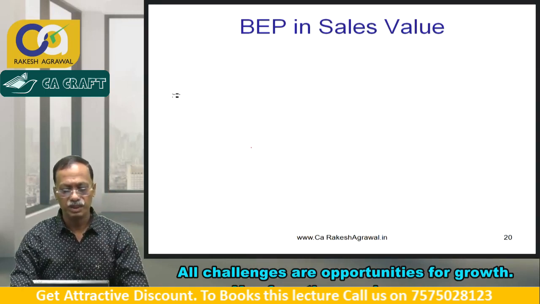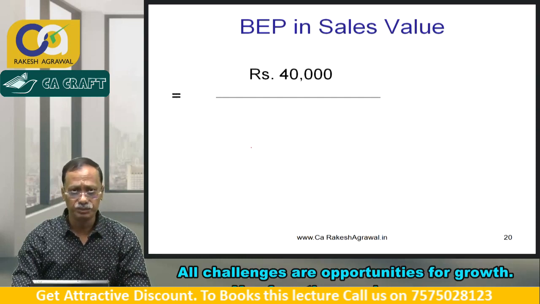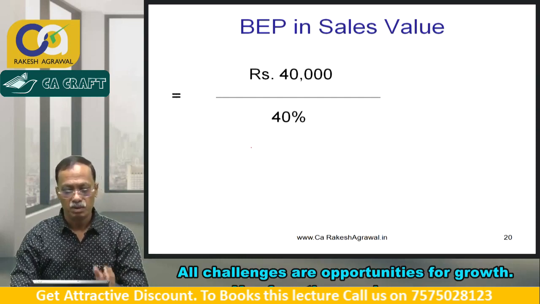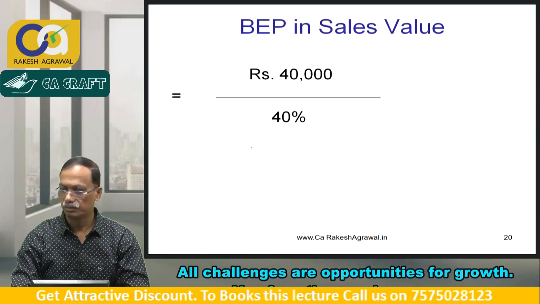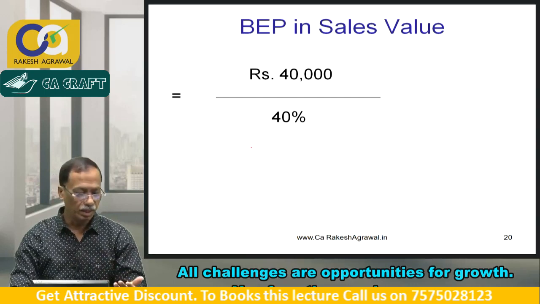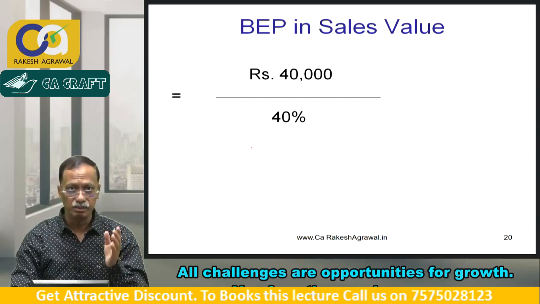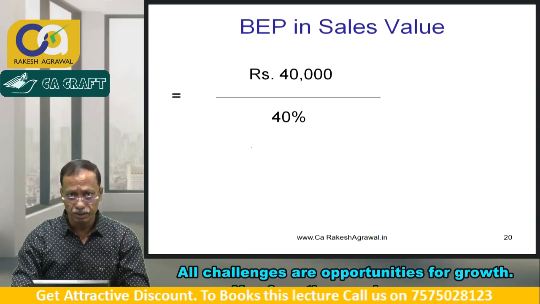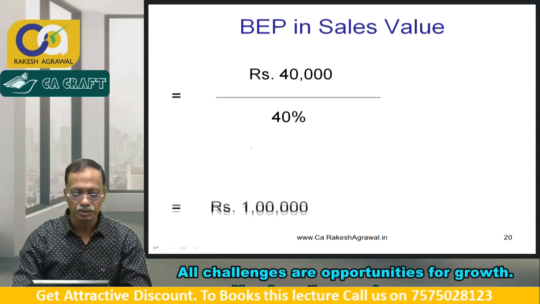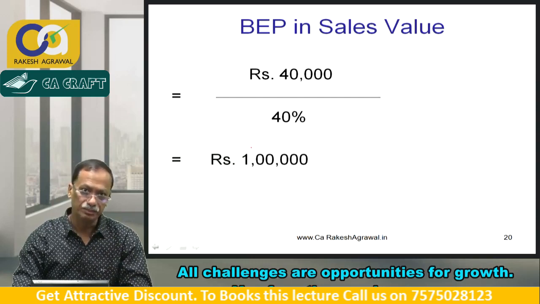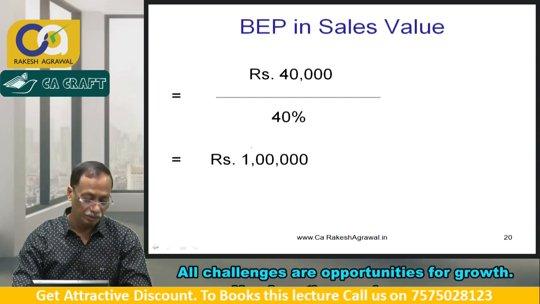Now substitute the data. Total fixed cost rupees 40,000 divided by PV ratio 40%. Sit with the calculator. Always keep the calculator in front of you. So 40,000 divided by 40%. You will get the answer 1 lakh, but it is rupees 1 lakh because it is in value. So the answer is rupees 1 lakh. This is BP in rupees.